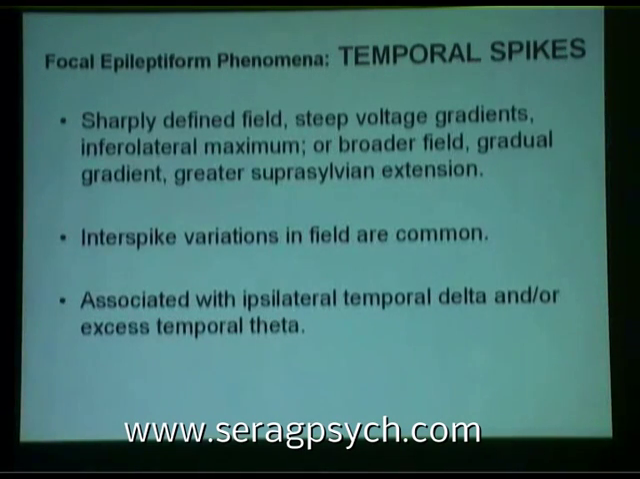Next, please. So they're a sharply defined field. They have steep voltage gradients sometimes. Now if you look very carefully at these spikes, a whole series of them, you'll see that they're not exactly stereotyped. There are almost always little variations from one spike to another. Why is that? That is because when you think of temporal lobe epilepsy, as I want to emphasize, it's more than one zone in the temporal lobe involved. They're very narrowly separate.